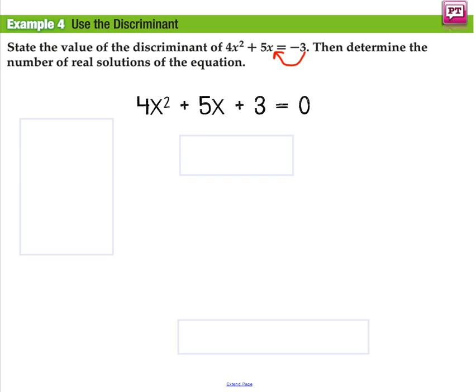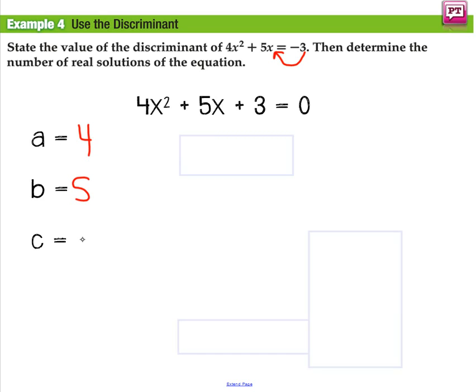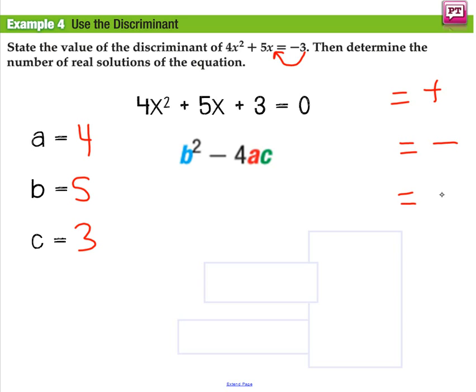Now, in order for me to determine my discriminant, I have to know what A, B, and C are. So for us, A is 4, B is 5, and C is positive 3. And now I can find the discriminant. Remember, this is the formula. So the discriminant is this value. If the answer is positive, if the answer is negative, or if the answer is 0, then you can tell me how many solutions there are. If it's positive, there are 2 solutions. If it's negative, there are no solutions. And if it's 0, there is a perfect 1 solution.